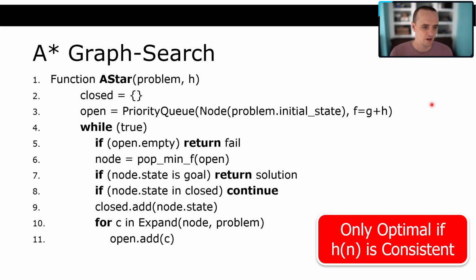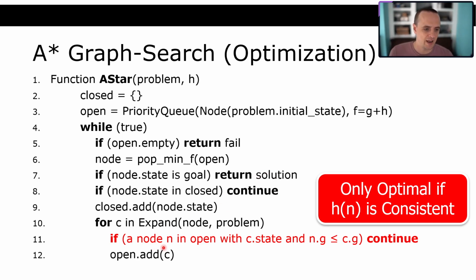So here is a theoretical optimization. One, when we're expanding our children, when we generate a new child, if any node n in the open list has a state equal to the child's state and the G cost of that node in the open list is less than the G cost of the child, continue. What does that mean? Well, if we generate a new child, then that's a new path to that child's state. But if we already have a node in the open list with the same state and a lesser G cost, then we have already generated a better path to that state. And so any path via this child would not be on the optimal route. So we don't have to add that one to the open list. And when I go through the example, this will be much more obvious.